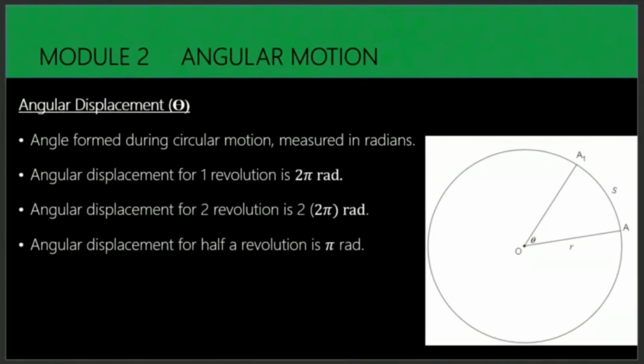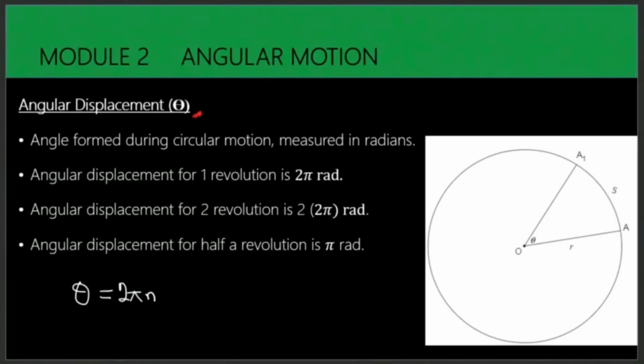So let's look at an illustration here of an angular displacement. This is an angle formed during circular motion. It's measured in radians. Okay, so the angular displacement is represented by what? By theta. So the angular displacement for one revolution is 2 pi. So one revolution, which is 2 pi radians, is 360. So basically, your angular displacement is going to be 2 pi n, because one revolution is going to be 2 pi multiplied by 1, making it 2 pi.